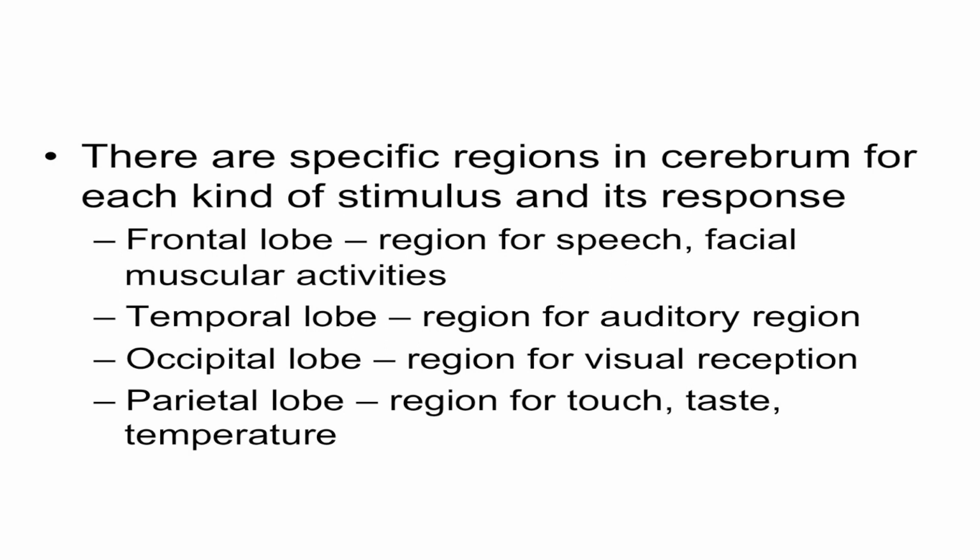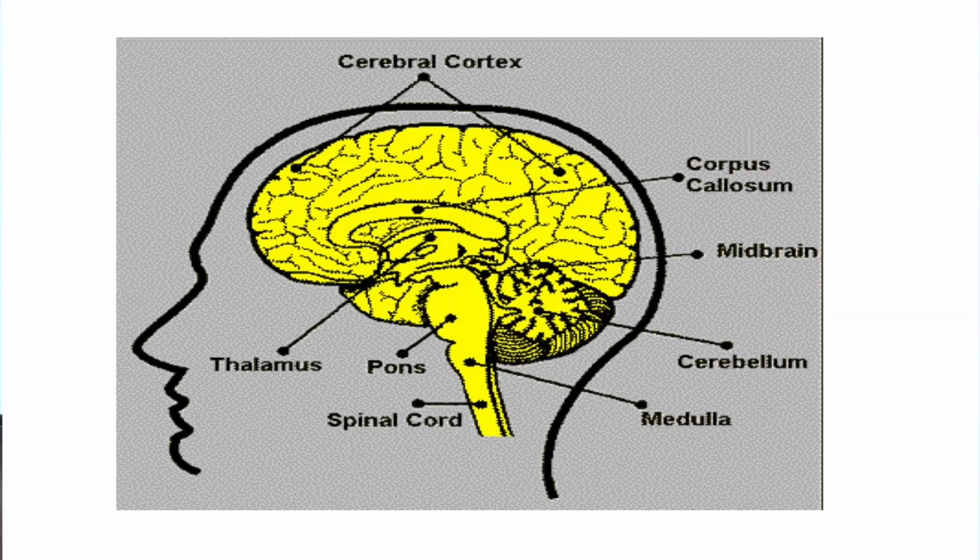The frontal lobe is mainly responsible for speech and facial muscular activities. The temporal lobe is the region for hearing. The occipital lobe is responsible for visual perception. The parietal lobe is the region for touch, smell, and temperature. The diencephalon consists of the thalamus and hypothalamus. The midbrain is a significantly small region which controls the reflex movements of the head.